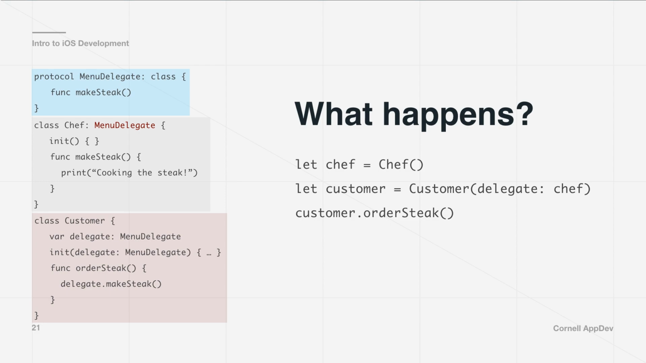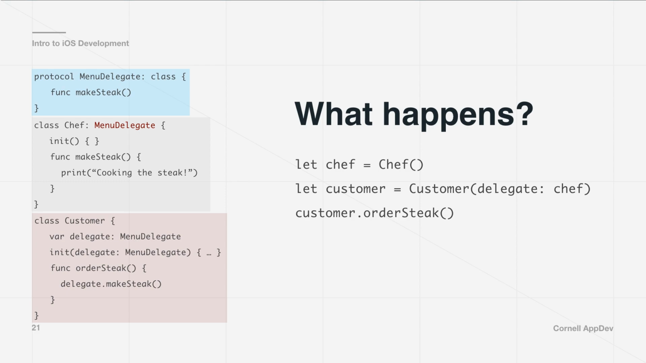Does anyone have any questions about this? Why are you making the function orderSteak call delegate.makeSteak? Why is it delegate? Yeah, sure. So are you saying in the customer class? Yeah. So the question was, why are you saying delegate.makeSteak in the customer class? And the reason is because we just have a variable called delegate that's basically anyone who has implemented the MenuDelegate.